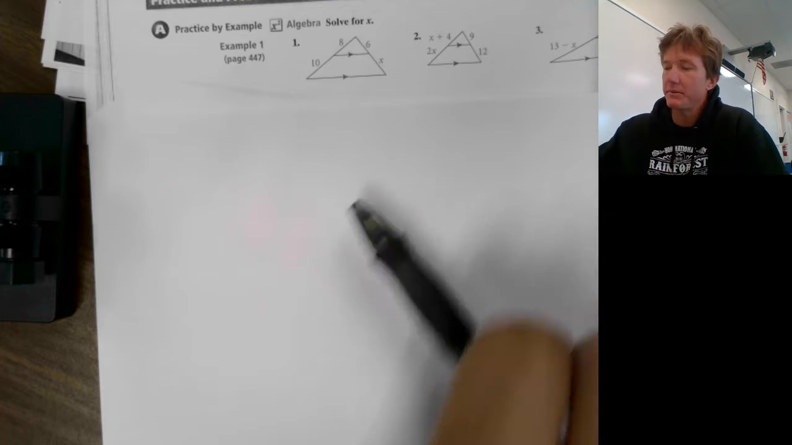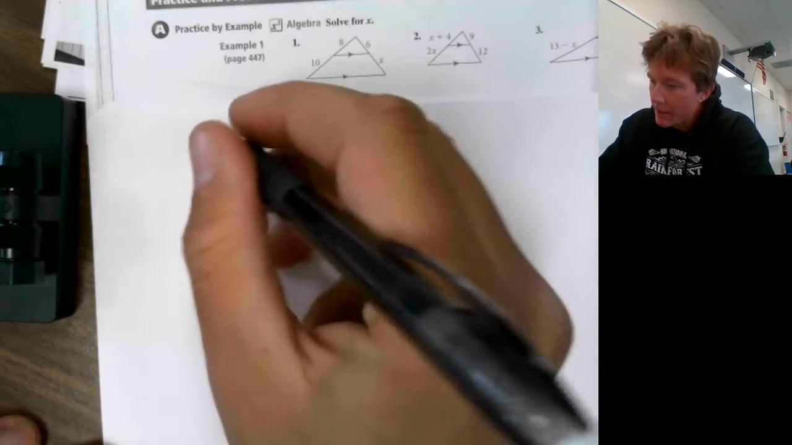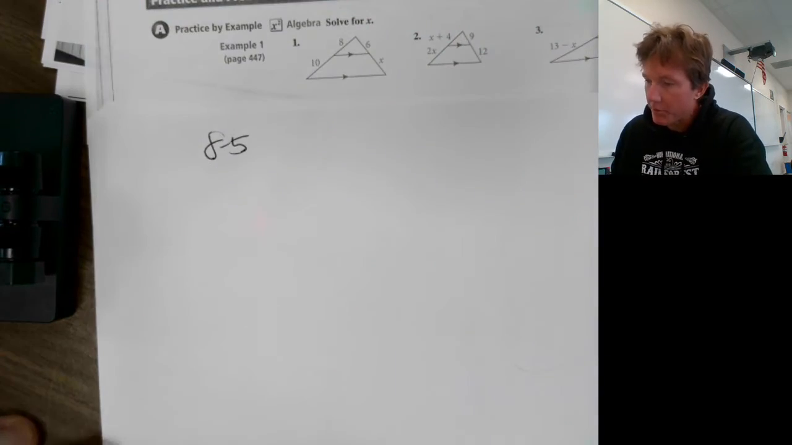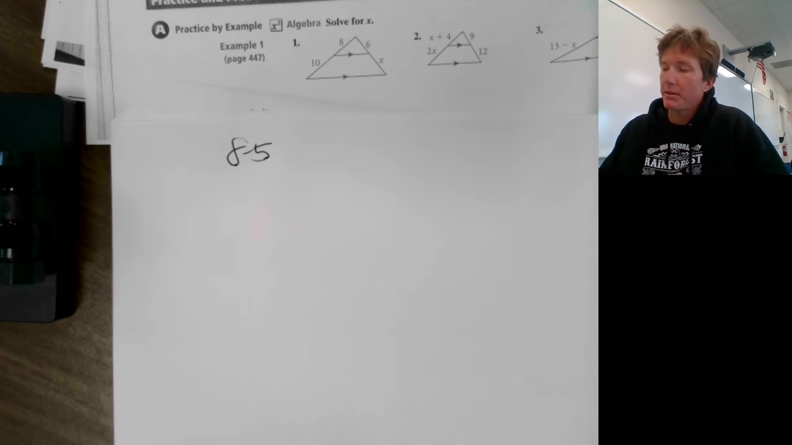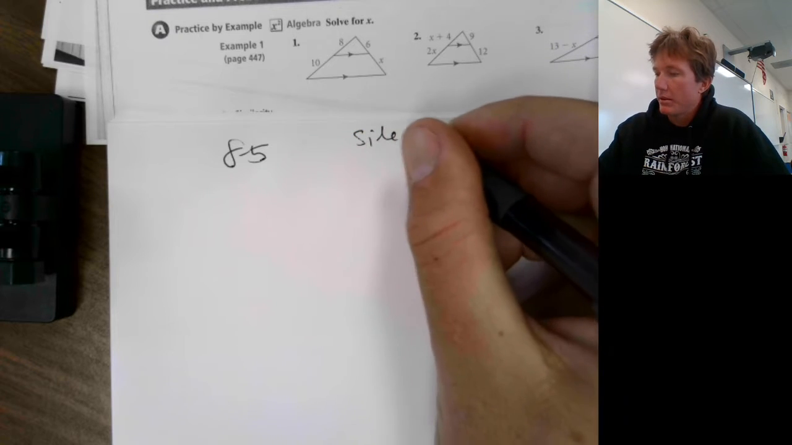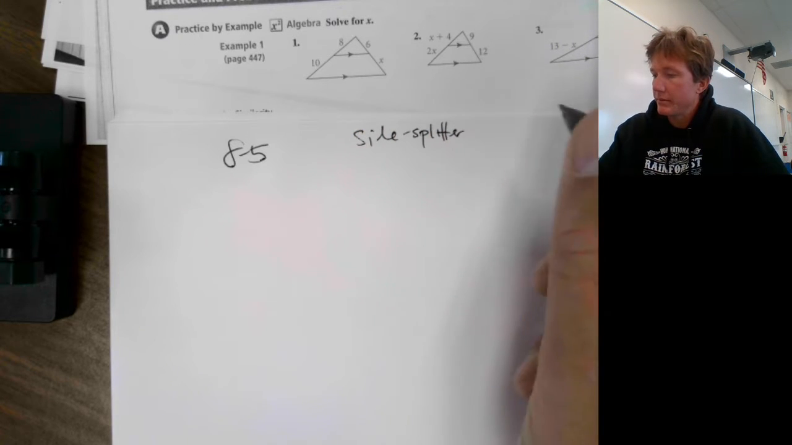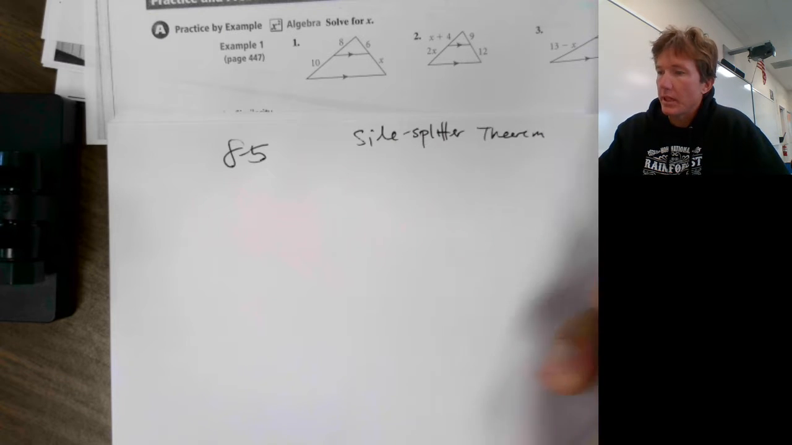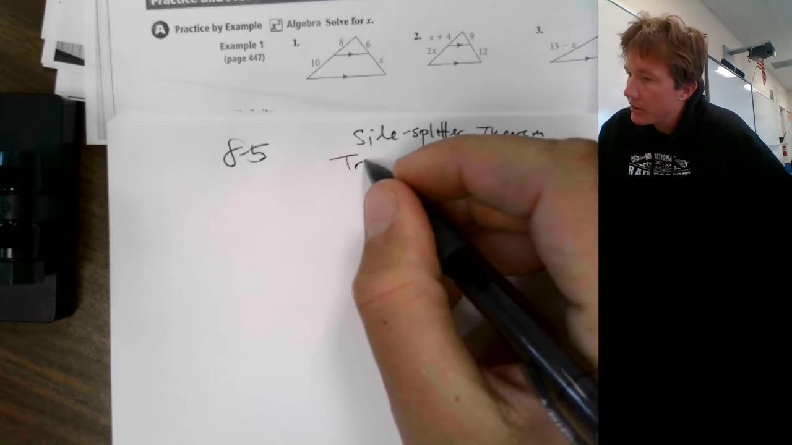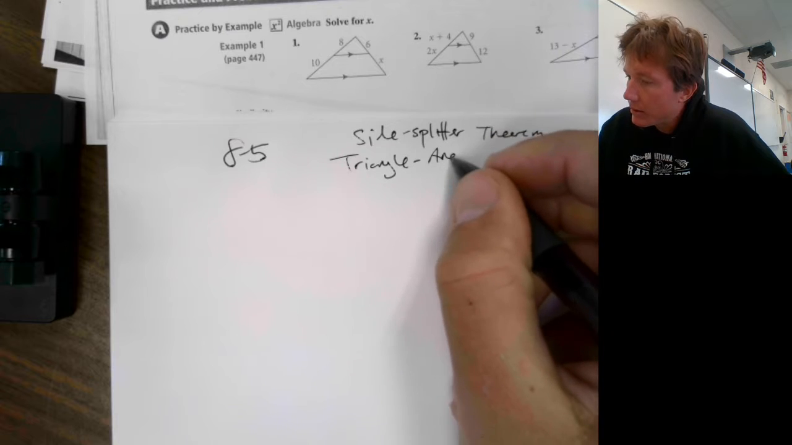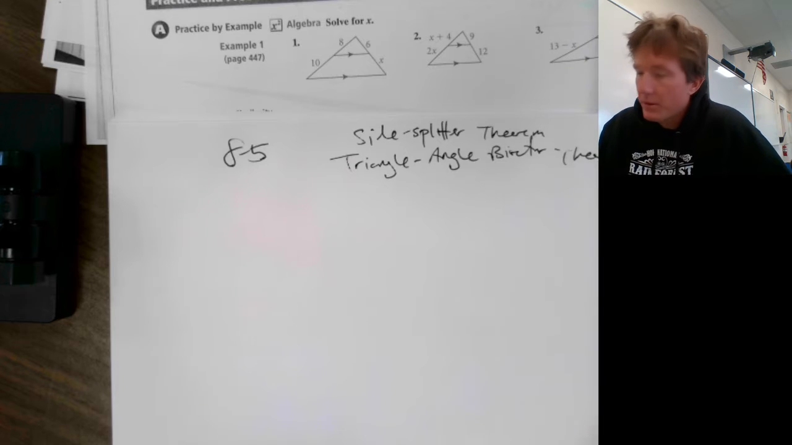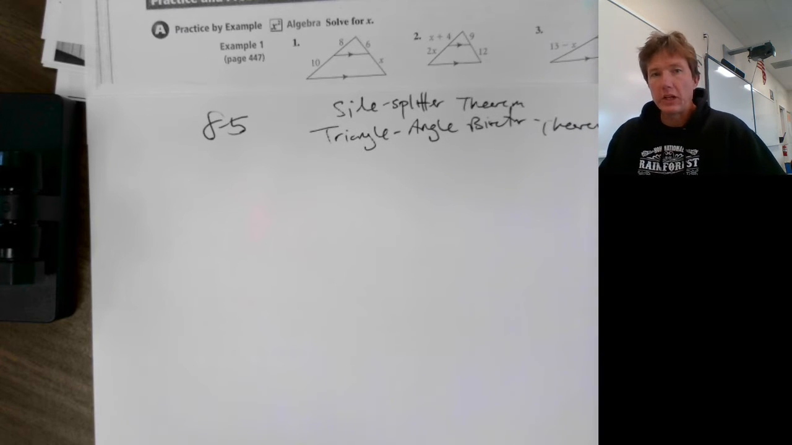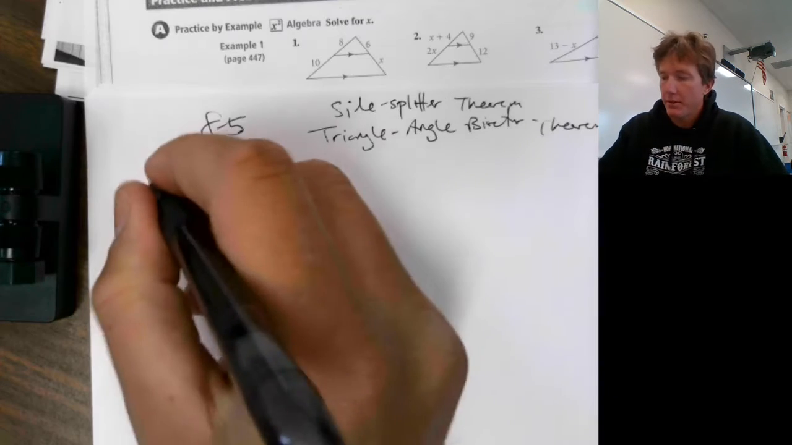This is 8-5. We're looking at proportions in triangles, similarities. The main things here were the Side-Splitter Theorem and the triangle angle bisector theorem. So I'm not going to go over those. Those are included in the notes. I'm just going to go over the packet work here. So let's start with number 1, solving for x.